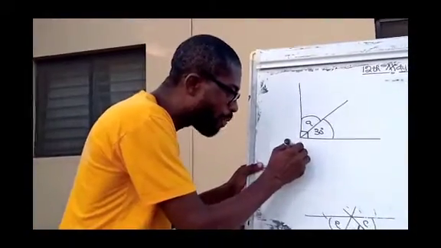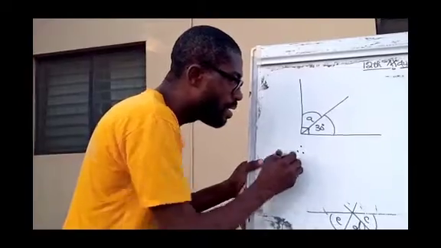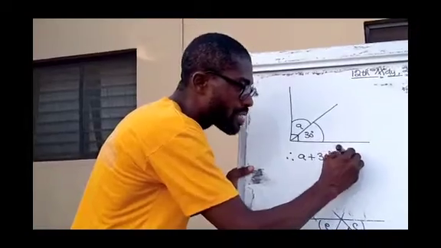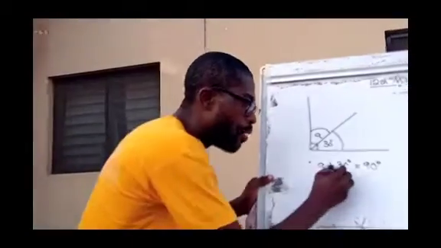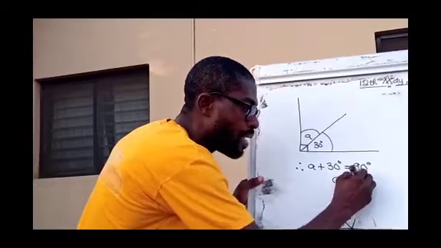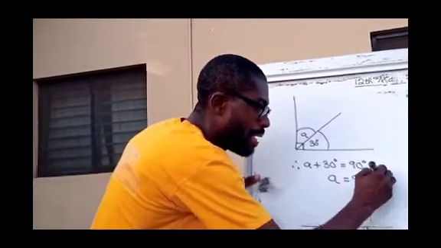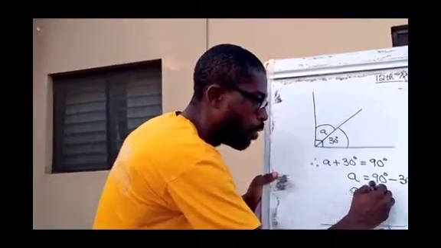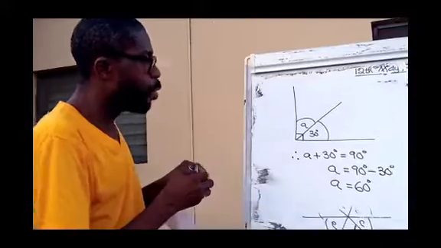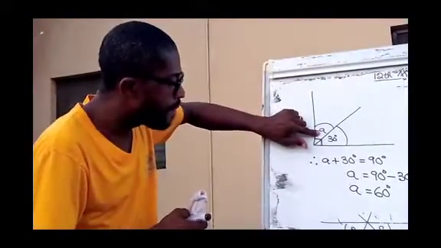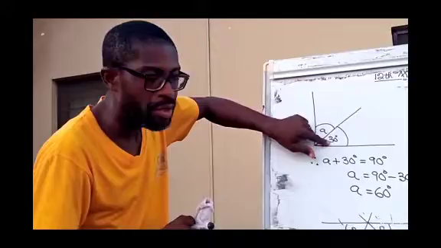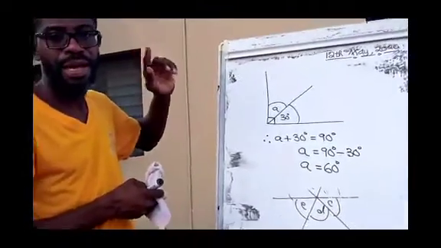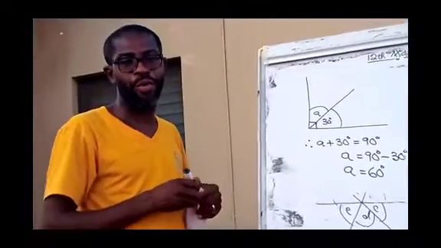So, to have our solution, we have A plus 30 degrees equals 90 degrees. Then angle A equals 90 degrees minus 30 degrees. Angle A equals 60 degrees. So it means that angle A plus this angle 30 degrees should be equal to the principle of the right angle, and that is exactly what we have on the board.